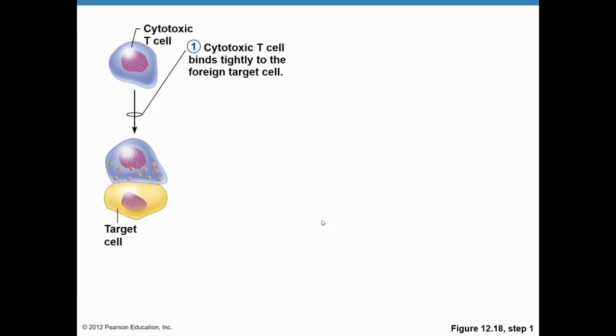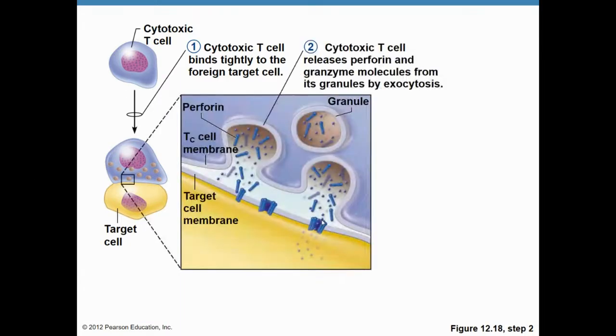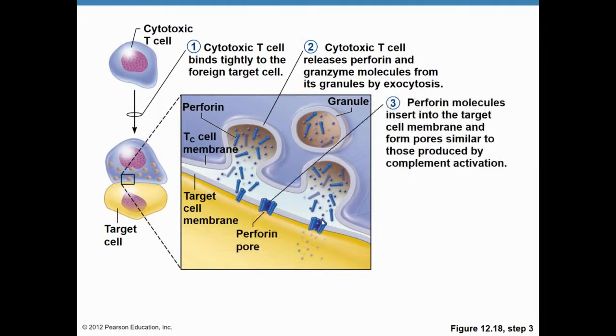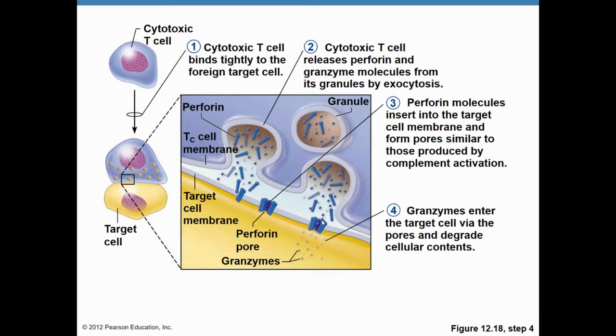So our cytotoxic T cell is going to bind to this target cell that is displaying an abnormal protein in its hot dog bun. It's going to release the perforins and the granzymes. The perforins are going to form little pores in the plasma membrane that allow for the granzymes to get in. And then the granzymes enter the target cell and degrade the cellular contents.